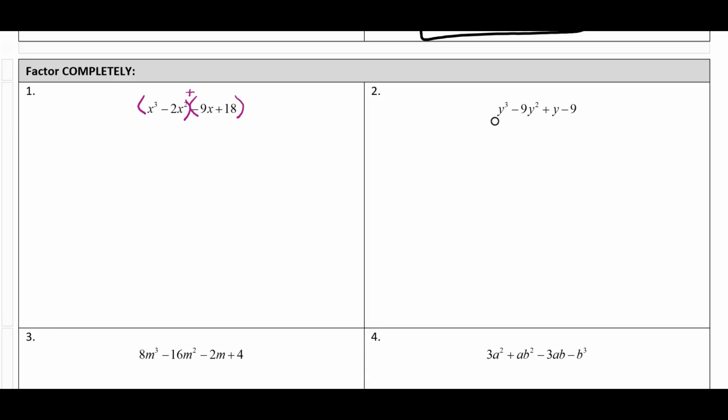So now we're going to look at the first set of factors, this x cubed minus 2x squared. And we're going to factor out the greatest common factor. So in this case, that is x squared. And we're left with x minus 2. Now, negative 9x plus 18, the greatest common factor is negative 9. And we're left with x minus 2.